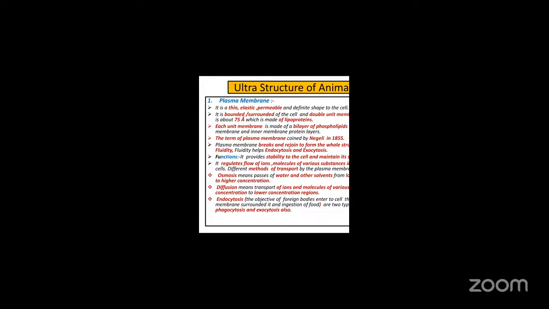Now, the different methods of transport of the plasma membrane. I have told you that the plasma membrane allows the transport of water, solutes, and different substances from one cell to another cell. So what are the various methods of transport that the plasma membrane employs to allow the flow from cell to cell? Now we'll see one by one. They are called osmosis, diffusion, endocytosis, as well as exocytosis.